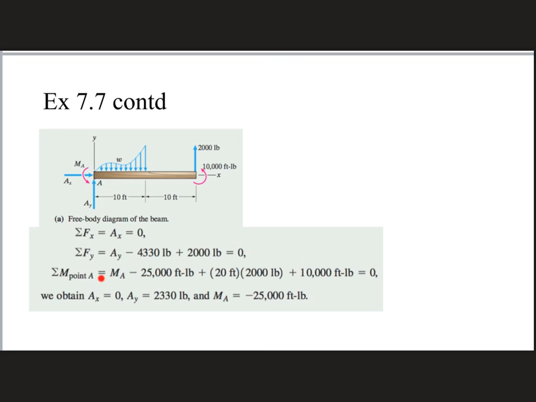So simply writing down the sum of the moments about point A, we can solve for MA, and we get minus 25,000 foot-pounds. And again, what does that minus sign tell me? That tells me that that's going to be in the negative sense of rotation, or a clockwise moment at A. And that's basically it. That's the problem solved.